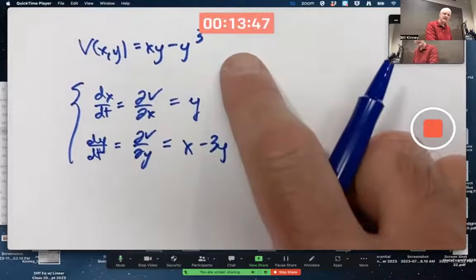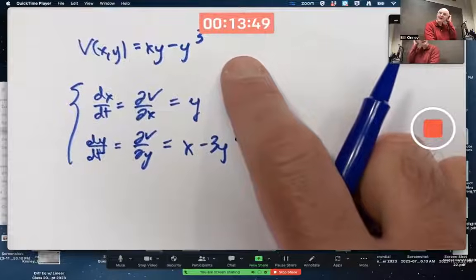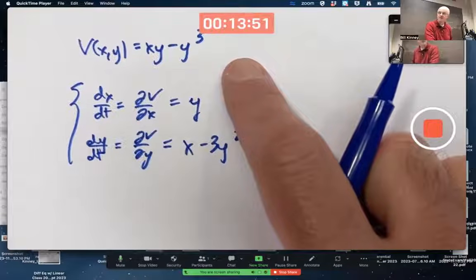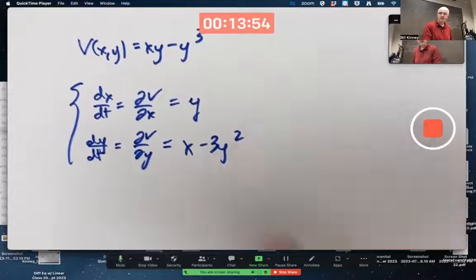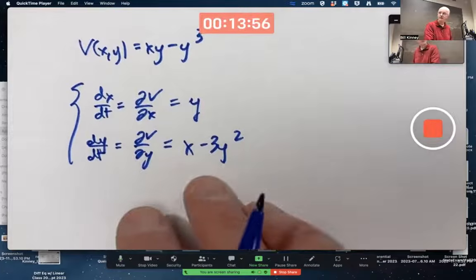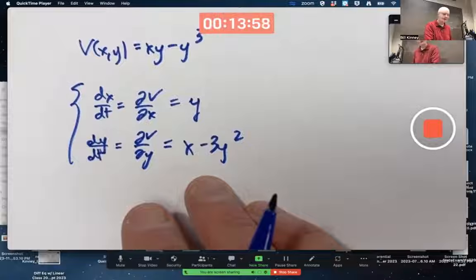The level curves of V are the same as the level curves of H because it's the same function. But the phase plane looks different. The phase portrait looks different. It's a different vector field. It's a different system.